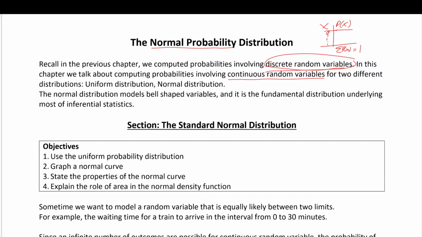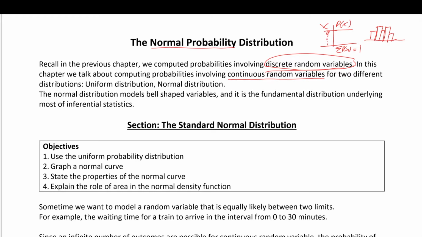Well, now for continuous random variables, we actually don't have this luxury. We can't create a table like this. So if we don't have a table, then what can we use? Well, for discrete random variables, we were also able to create histograms for each one of these probabilities. We're going to be able to do something very similar for continuous random variables.